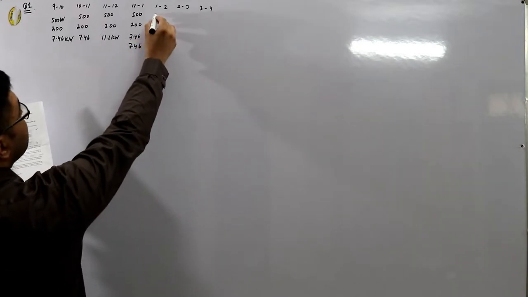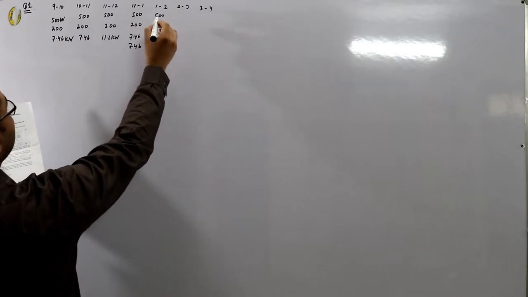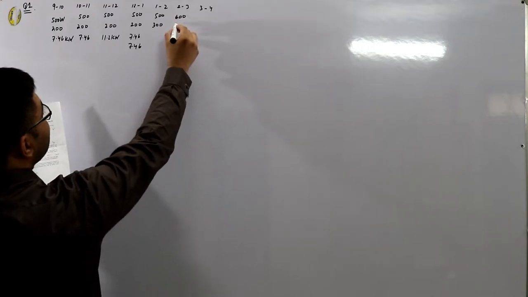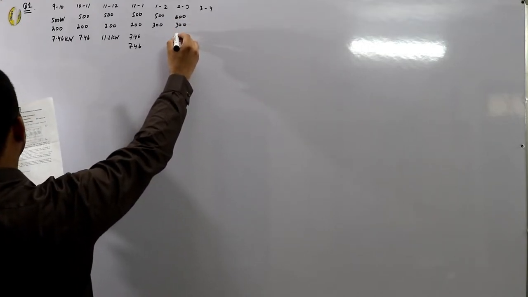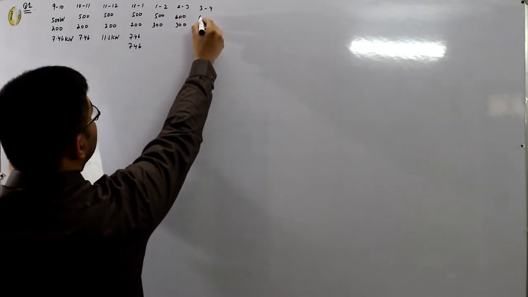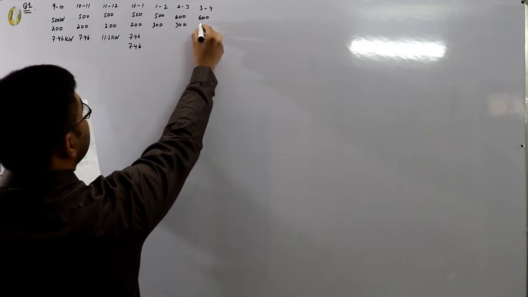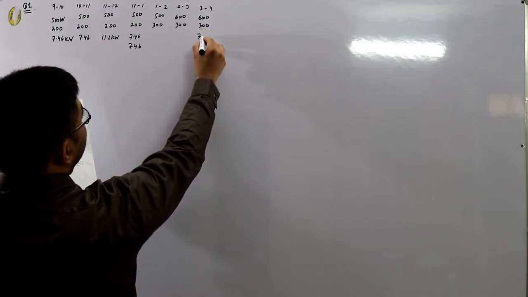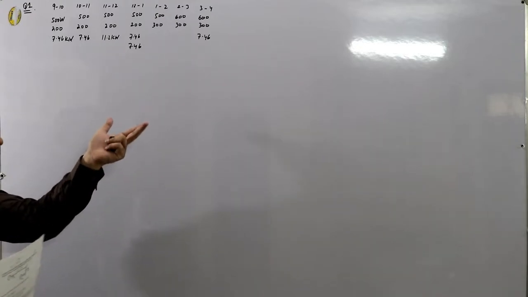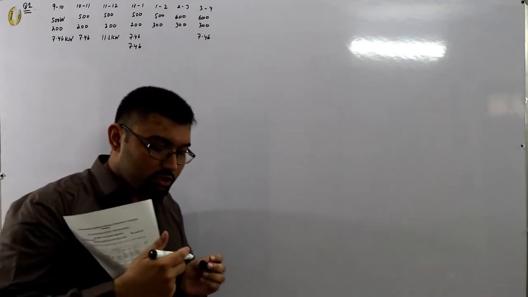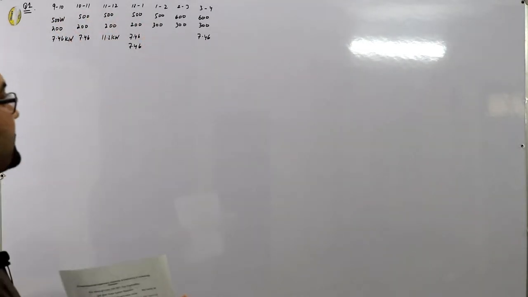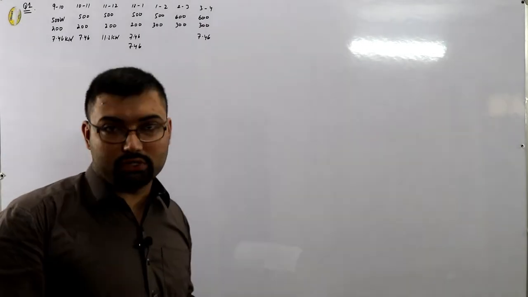From 1 to 2, he uses 500 for lights and 300 watts for fans. Then from 2 to 3, 600 for lights, 300 for fans. And then from 3 to 4, 600 for lights, 300 for fans, and 7.46 for the air compressor. So this is the load he's using hourly from 9 a.m. to 4 p.m. This is his load habit.